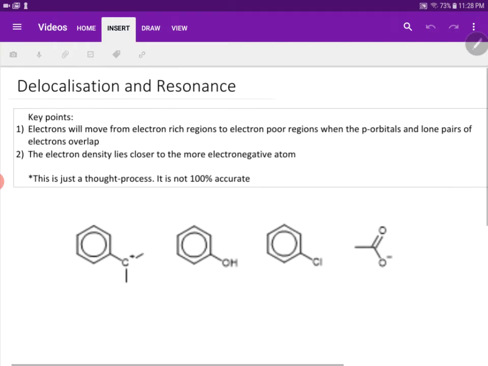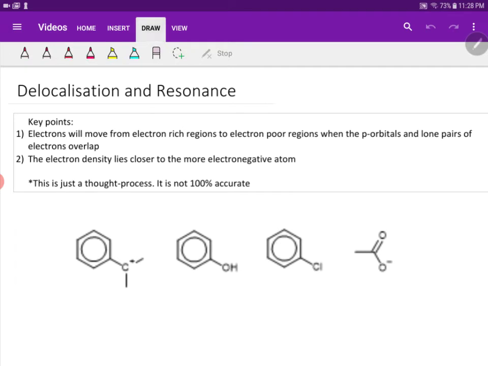Previously, we said that the inductive effect goes through the sigma bond. This time around, whenever we talk about resonance and delocalization, we are interested in the p orbitals and the lone pairs of electrons overlapping. You must have p orbitals and lone pairs of electrons overlapping in order to exhibit resonance and delocalization. So let's take a look at a few examples here.